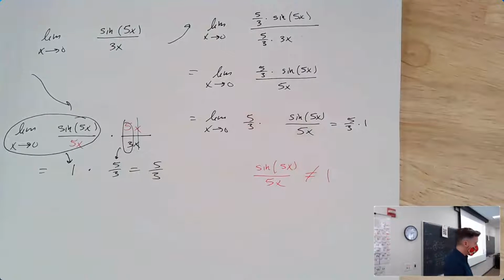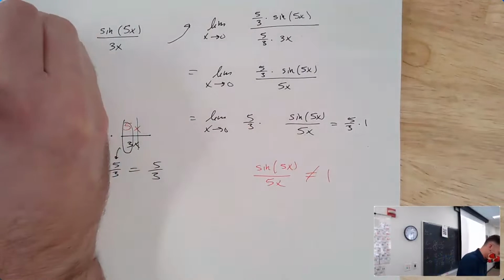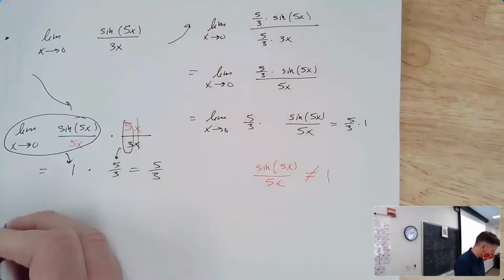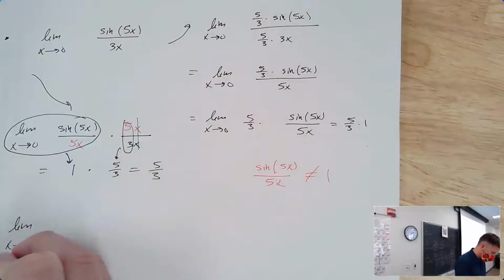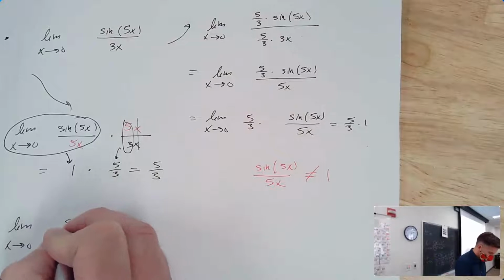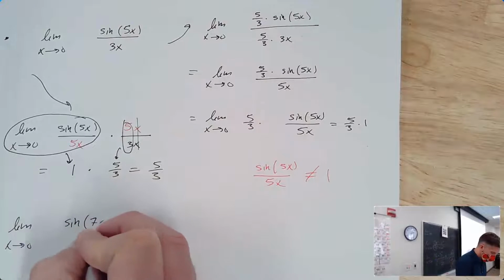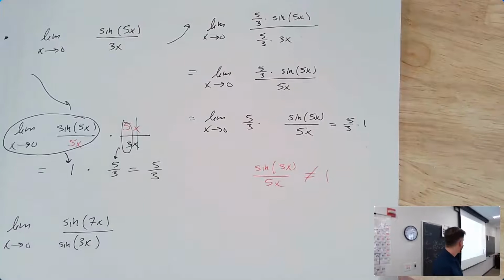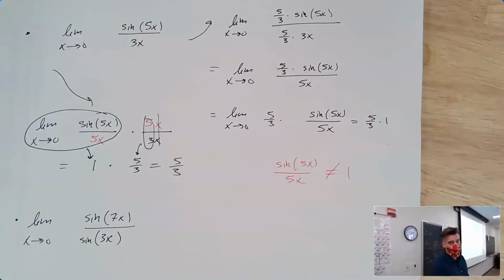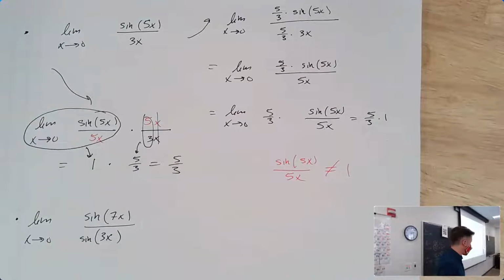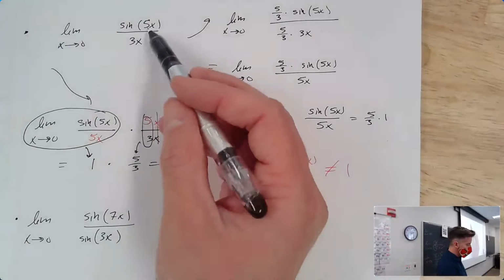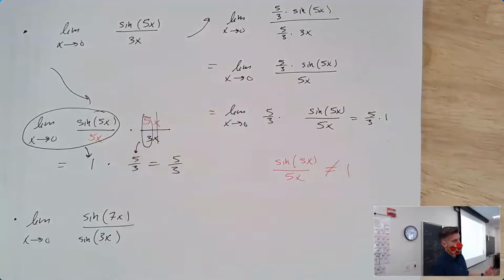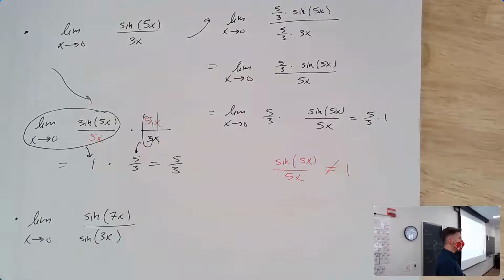They do get slightly more complicated. Like if you have the limit as x goes to 0 of sine of 7x over sine of 3x. Now, something you'll start to notice for a lot of these is you often get the fraction that's the quotient of the coefficients of x. Like in this one, we got 5/3, and the previous one, we got 6/1. Here we are going to get 7/3 as our answer.